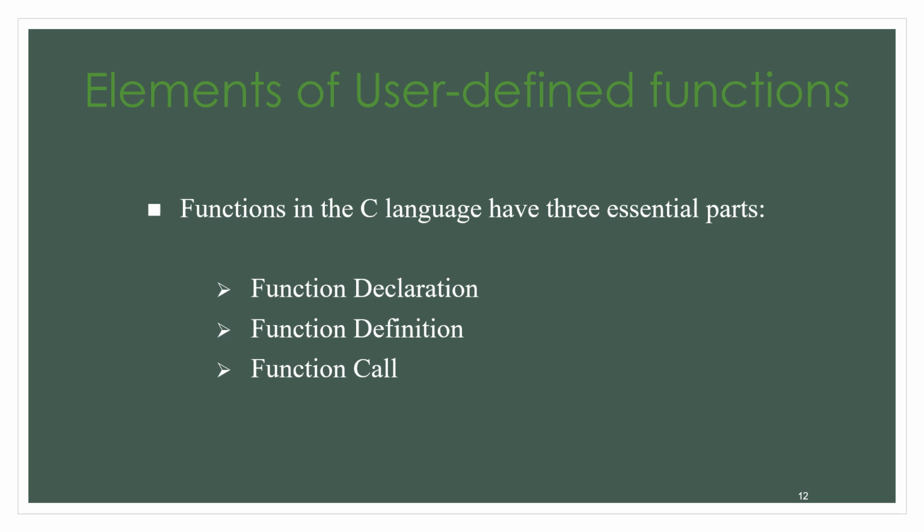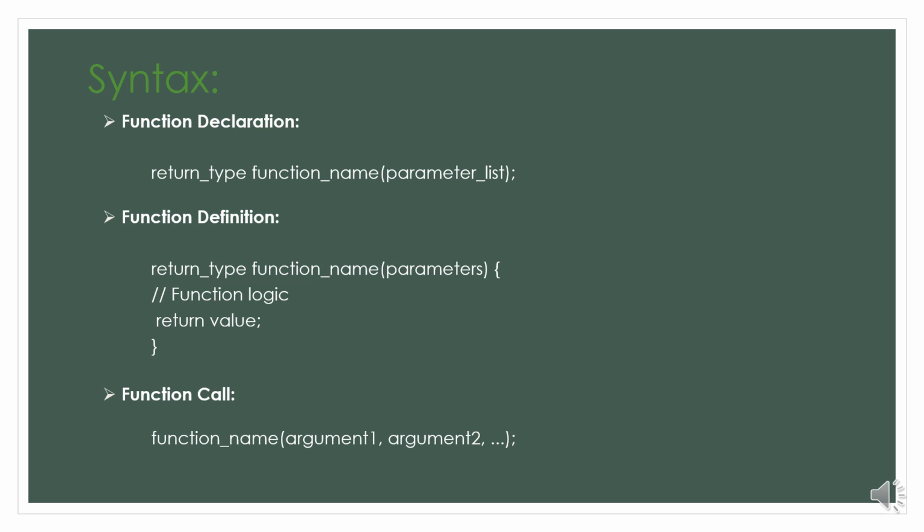Next, elements of user-defined function. Every user-defined function has three essential parts. They are function declaration, function definition, and function call. This is the syntax for function declaration. Function declaration: return type, function name, then within parentheses, we write the parameter list. If you are using more than one parameter, separate them by commas. At the end of the statement, we put a semicolon for function declaration.